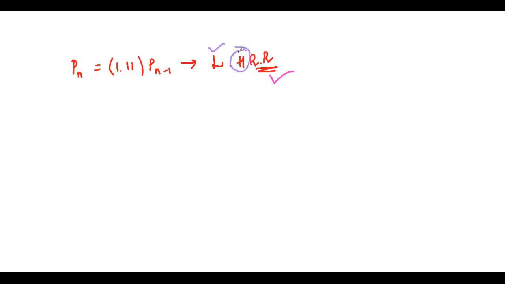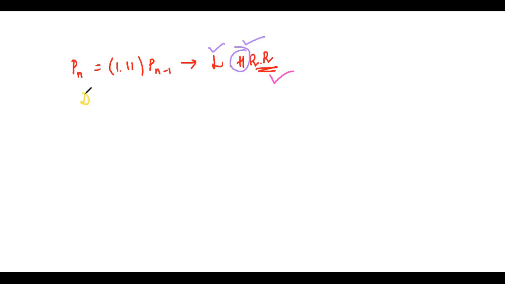What about homogeneous? Is it homogeneous? Yes, it is homogeneous. Why? Because there is no number or constant being added. That is, we have our right hand side in multiples of Pn only. We have Pn, over here we have Pn minus 1. So it is also homogeneous.